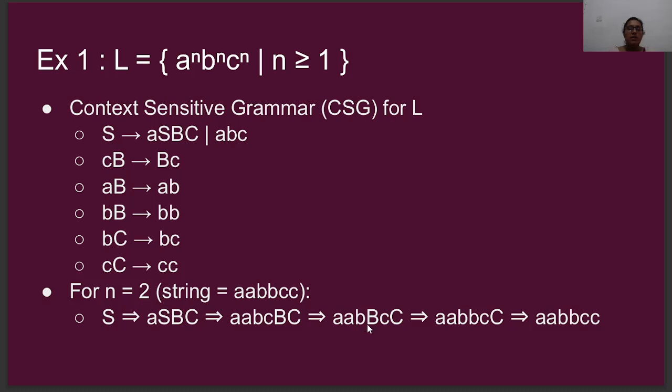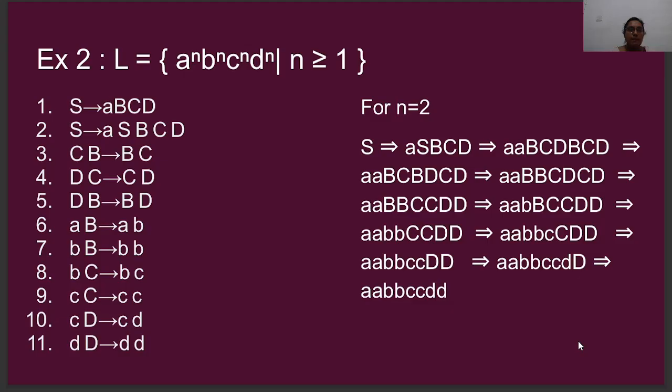Then we have a small b, capital B, and a small c, capital C, and this small b, capital B can become small b, and small c, capital C can become small c, small c. So we use those two productions and we get AA, BB, CC. We can continue like this for any n value which is greater than 1. So this is one example.